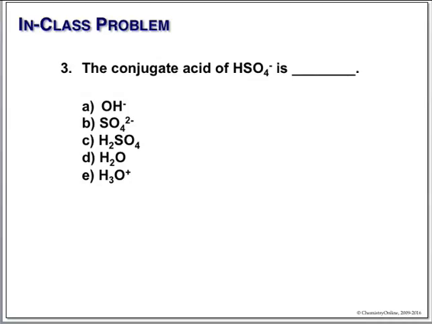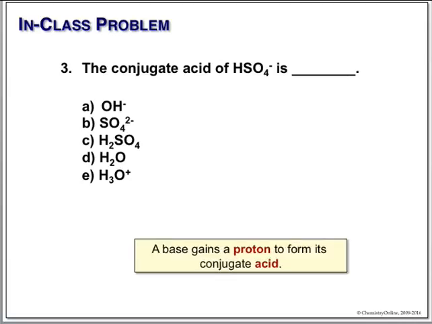Conjugate acid of hydrogen sulfate would be what? Conjugate acid must have one more proton and one more or one less negative charge. It's sulfuric acid.